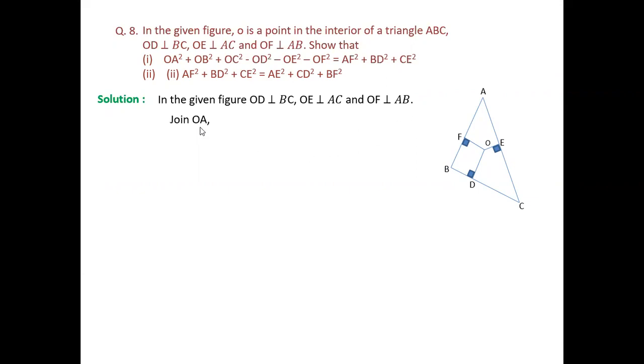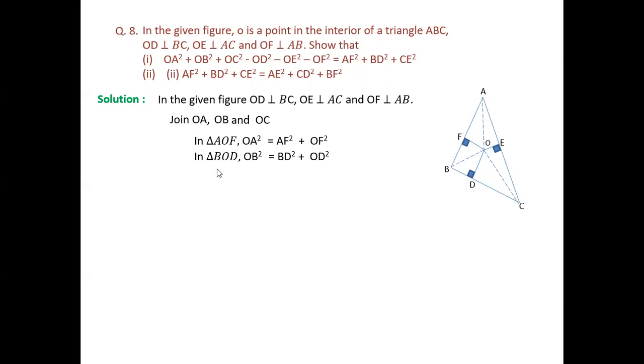Now, join OA. Let us join O and A. Then let us join OB. And we have to join OC also. Let's join OC. Now, in triangle AOF, I'm taking this triangle. In this triangle, this is the right angle here, so this is the hypotenuse. So OA square is equal to AF square plus OF square. Clear?